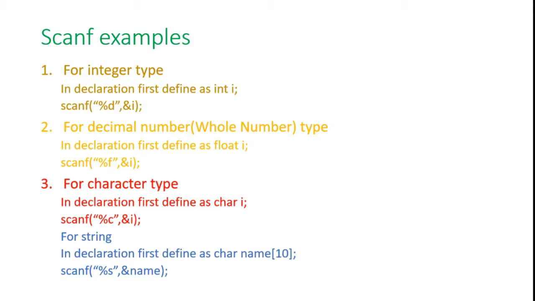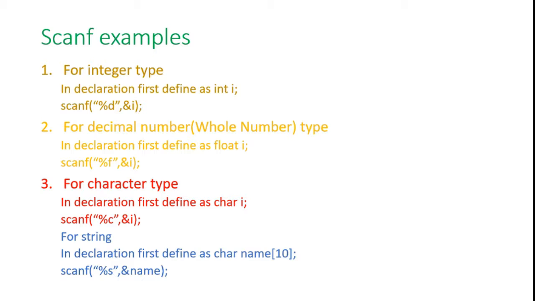For example, in the integer case we define it like this. First, in the declaration part, int is a keyword which represents the variable i as an integer. If you want to accept an integer value, we write scanf, open bracket, double quote, %d. This is the format specifier, and we close the double quote. After that we use a comma and ampersand i. Here ampersand i represents the address of the variable i.